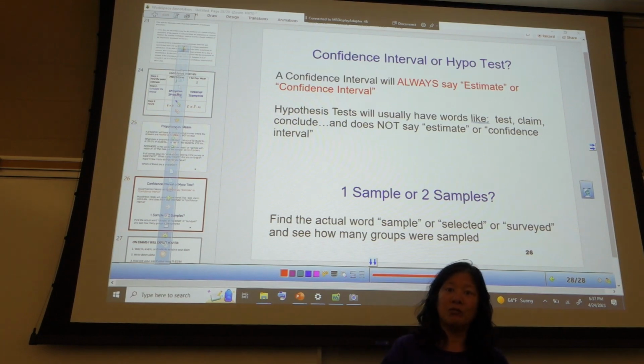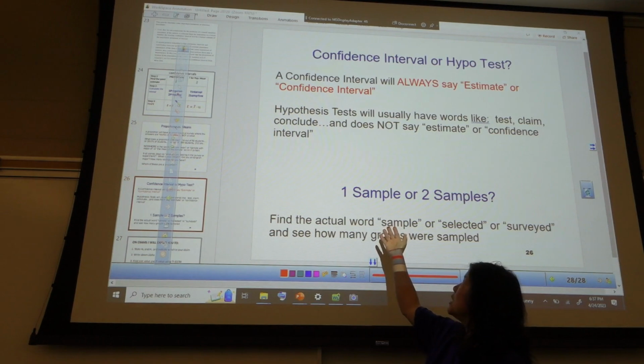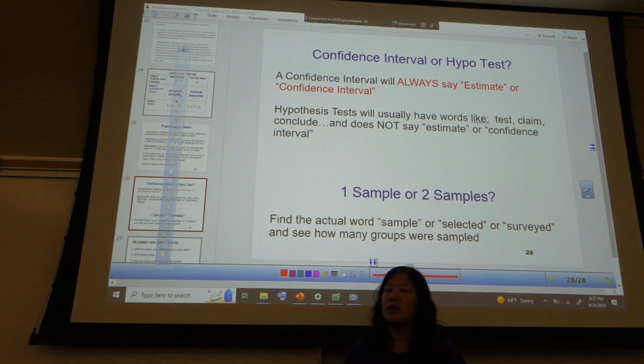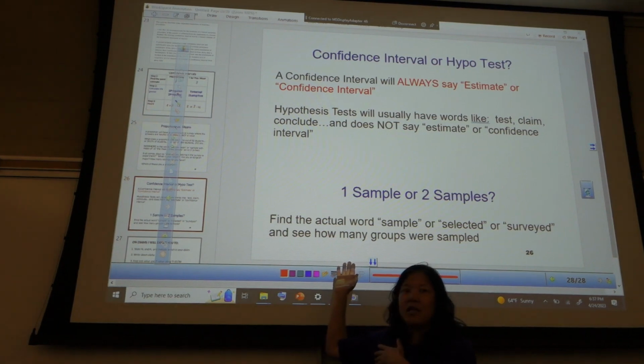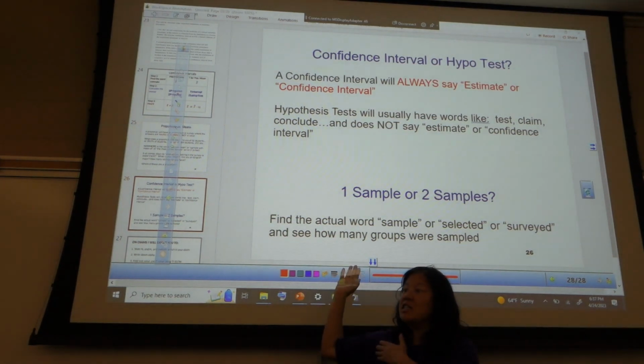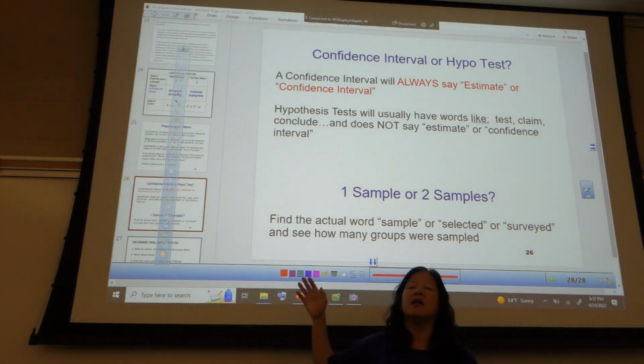How do you tell if it's a proportion? It doesn't. How do you tell if it's a confidence interval? It says confidence interval or estimate. How do you know if it's a hypothesis test? It doesn't say confidence interval or estimate. That's kind of the easiest way to tell. It's a hypothesis test if it doesn't say estimate or confidence interval. That's kind of your surefire way.